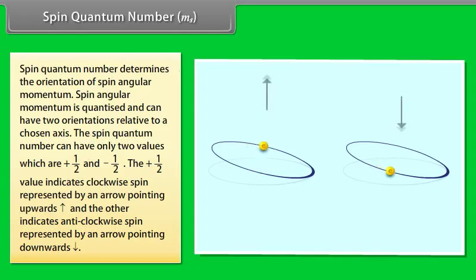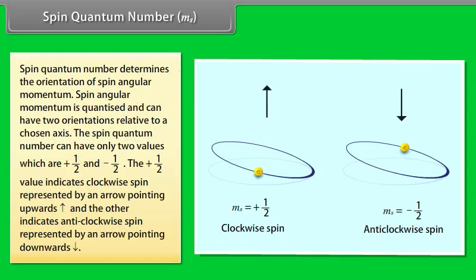Spin quantum number, Ms. Spin quantum number determines the orientation of spin angular momentum. Spin angular momentum is quantized and can have two orientations relative to a chosen axis. This spin quantum number can have only two values, which are plus half and minus half. The plus half value indicates clockwise spin represented by an arrow pointing upwards, and the other indicates anti-clockwise spin represented by an arrow pointing down.